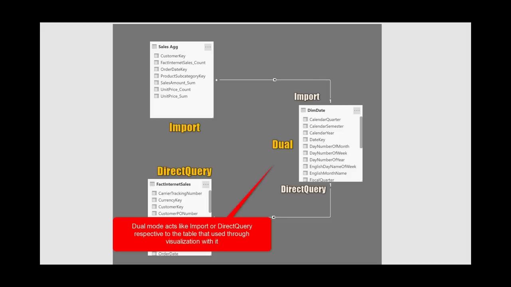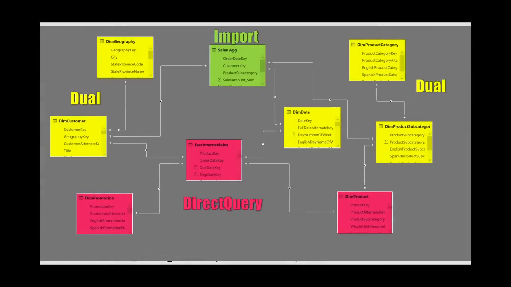Dual storage mode means these tables are connected to import and DirectQuery tables at the same time, and depending on which tables you use in your slicing and dicing, they might act as import or DirectQuery. In this model, this is my DirectQuery table, and all tables connected only to it are DirectQuery. That is my import table, and all tables connected only to it are import. But tables connected to both, like customer, date, or subcategory, are dual, and any other table related to those would be dual as well. So dual means that depending on your visualization, it might send a query to the data source, DirectQuery, or keep everything in memory, import.